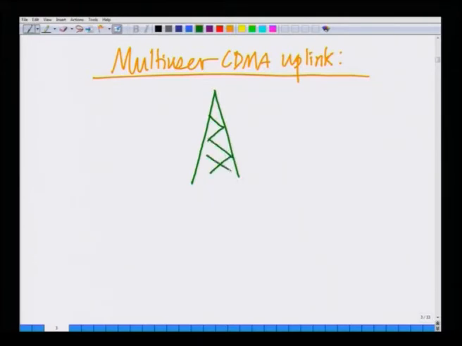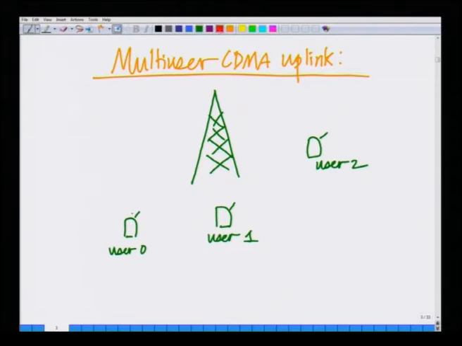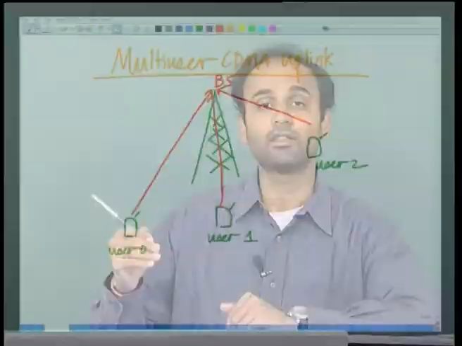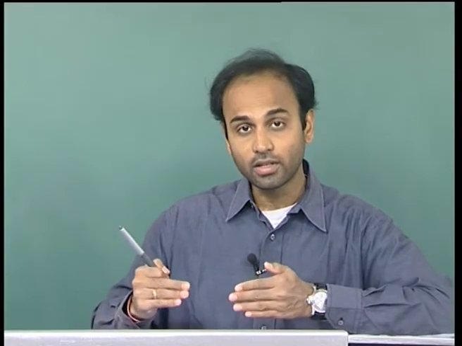I have a base station and there are different mobile users, that is user 0, user 1, user 2. Now, each user is transmitting to the base station. However, the direction of transmission is towards the base station. Previously, in the downlink, the base station is transmitting to the different users. Now, we are considering the uplink, in which different users are transmitting to the base station.